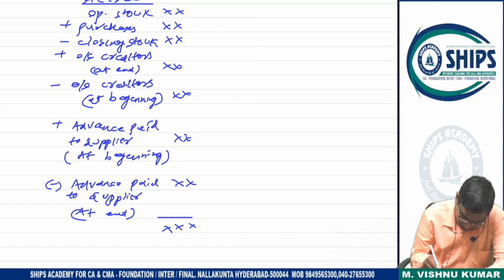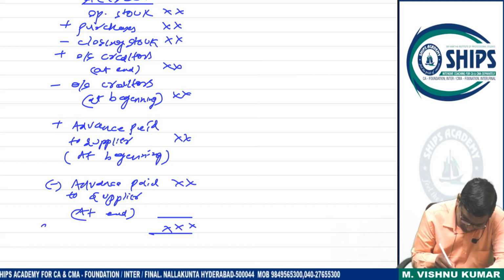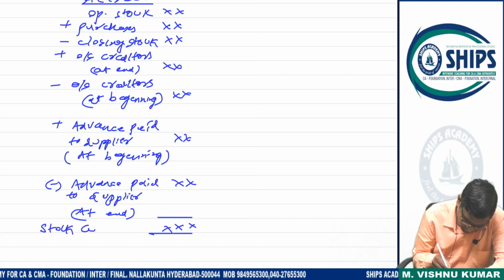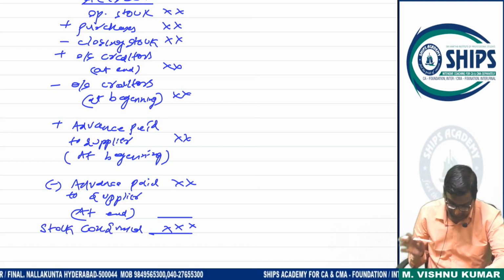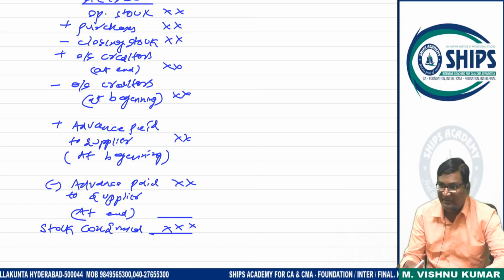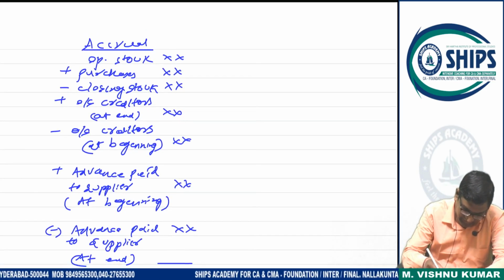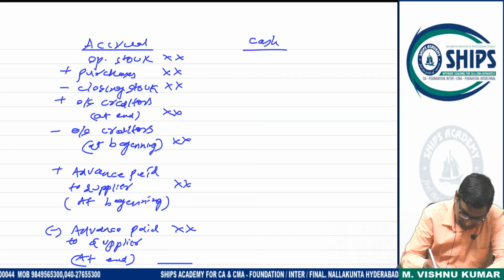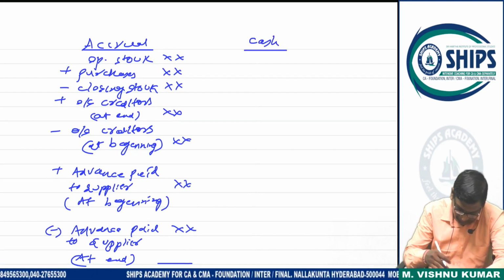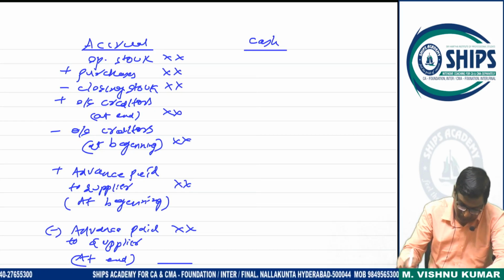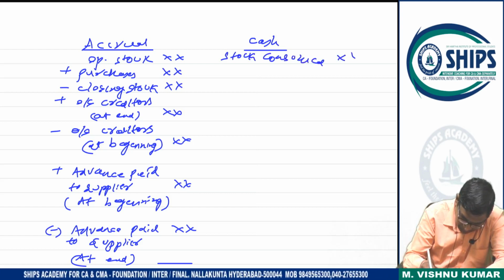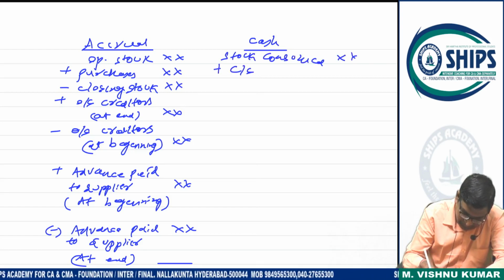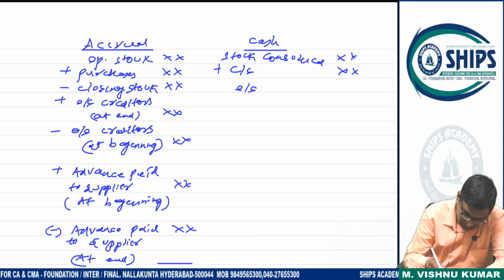This is called as what? Stock consumed, or used. Stock of medicine, stock of stationery, stock of postage stamp, stock of any sports equipment. Clear? Now cash system. In cash system, whatever we have done here will reverse. So first what will come? Stock consumed will come here. In this, closing stock will be plus, opening stock will be minus.